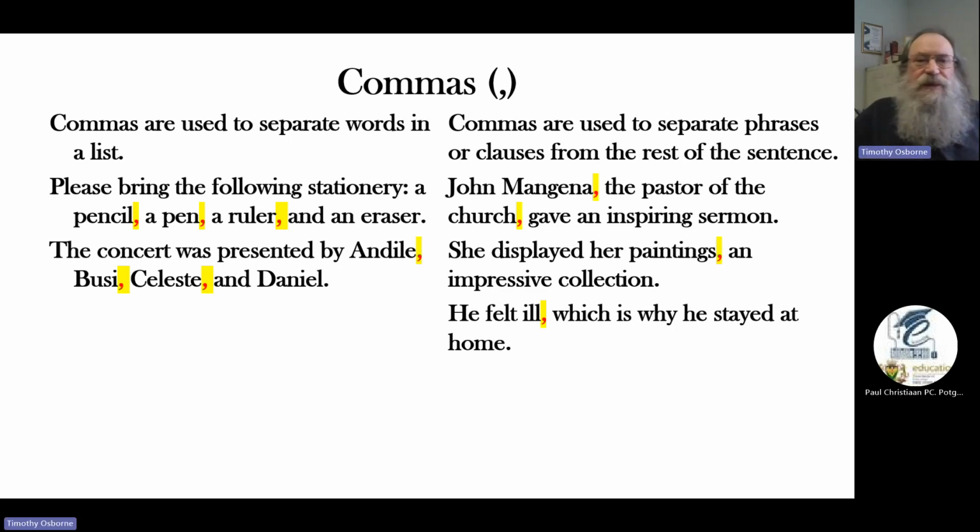Right, now we've got another use for commas, separating phrases and clauses from the rest of the sentence. Here are a few examples. Right, there we are. John Mangena, the pastor of the church, gave an inspiring sermon. Right, and there, I'll read it to you just to make you remember it. She displayed her paintings, an impressive collection. And please note that comma in the middle. And he felt ill, which is why he stayed at home. And that was me yesterday, but never mind.